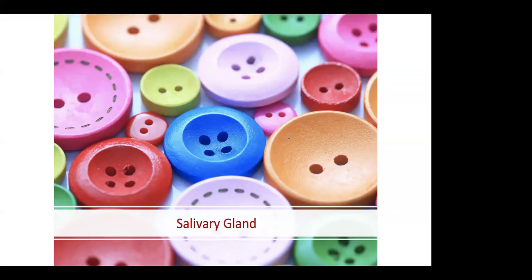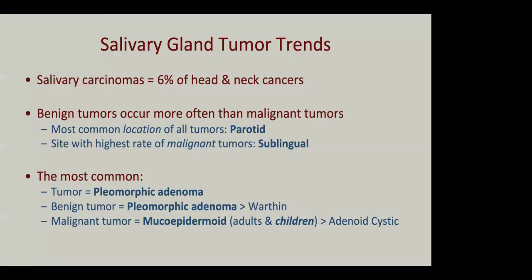All right, salivary gland tumors. Salivary carcinomas are a small percentage of all head and neck cancers, usually in a clinical note, right? When you see the word head and neck cancer, generally that means head and neck squamous cell carcinoma of a mucosal site. However, we know that there are other cancers, and so we like to be much more specific.